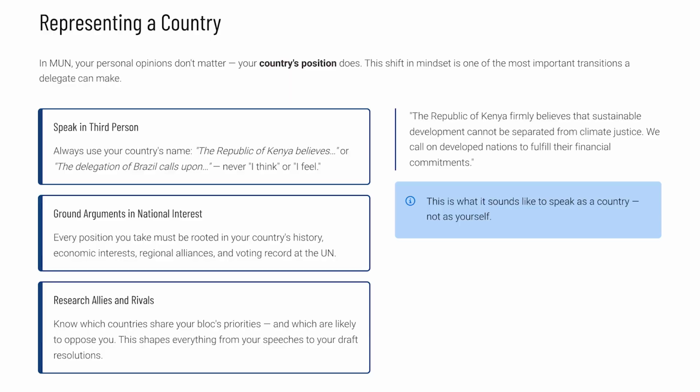So here's the part that trips up a lot of first-timers. In MUN, you don't represent yourself, you represent your country. So that means setting aside your personal opinions and figuring out what your assigned country actually believes, based on its history, its economy, its political system, and relationships with other nations. Keep that in mind. That becomes very important in UNMOD, which we'll get to later.